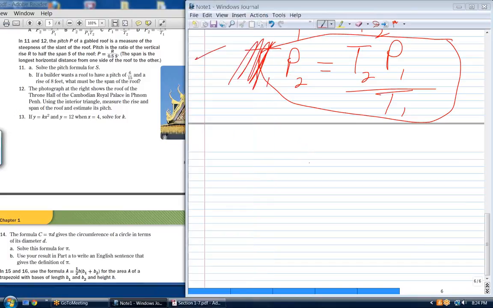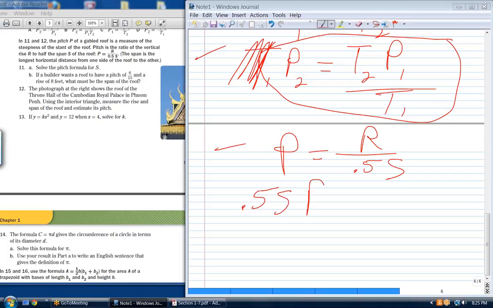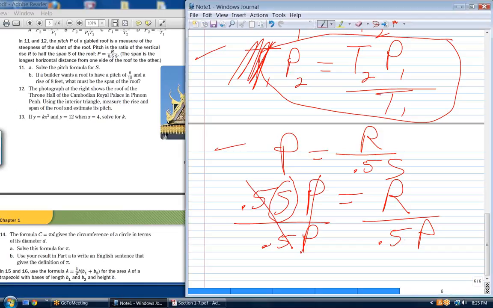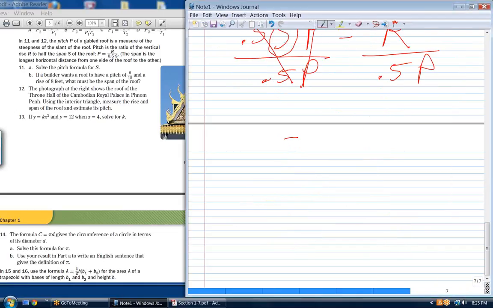Okay, so let's write the formula first. P is equal to R over 0.5 S, and solve the pitch formula for S. So first of all, let's manipulate this equation to solve for S. Times by 0.5 S on both sides, so 0.5 S times by 0.5 S gets rid of that denominator. Now I've got to divide everything by P. So S, since that cancels and that cancels, S is equal to R over 0.5 P. So S equals R over 0.5 P.